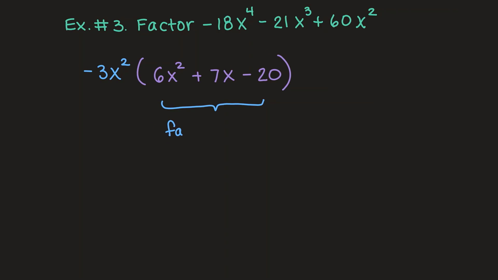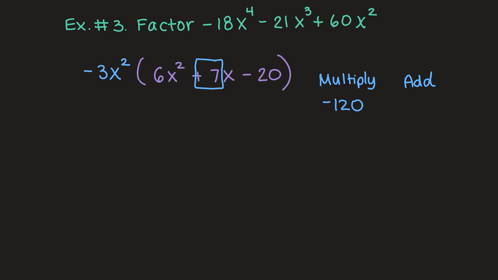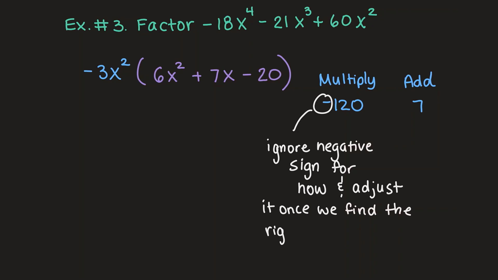Now we can factor this trinomial by using the factor by grouping method. So first we multiply 6 and negative 20, which is negative 120. Now we have to find two numbers that multiply to negative 120 and add to positive 7. So we can list some combinations of factors for negative 120. For now, we'll just ignore the negative sign and adjust it once we find the right combination.